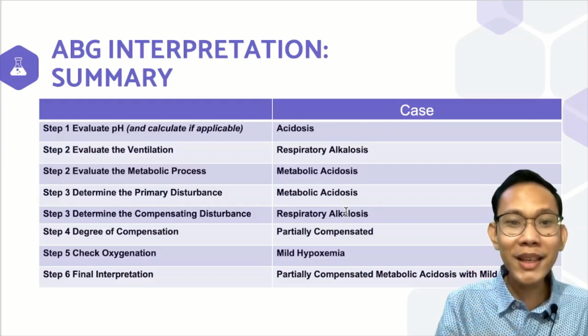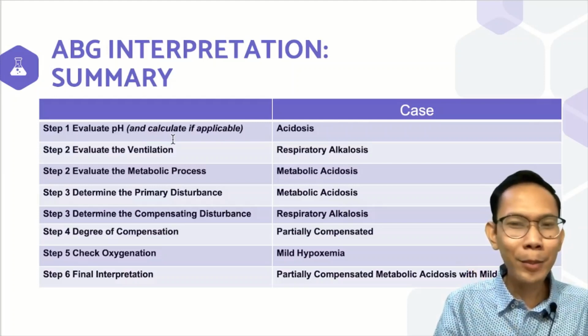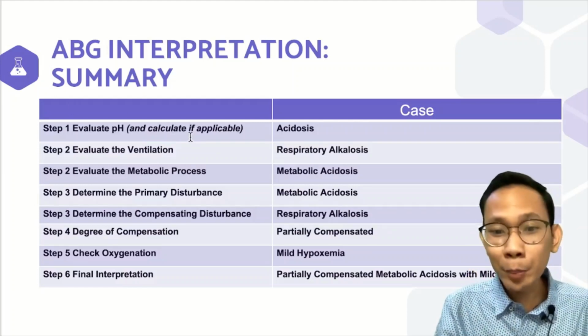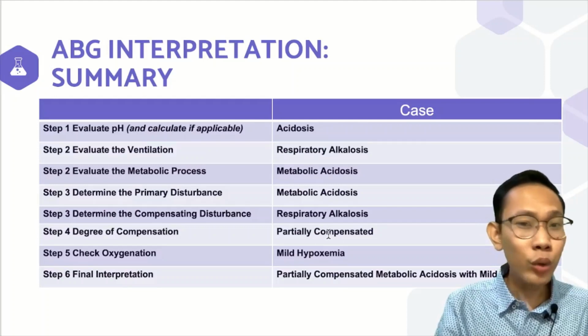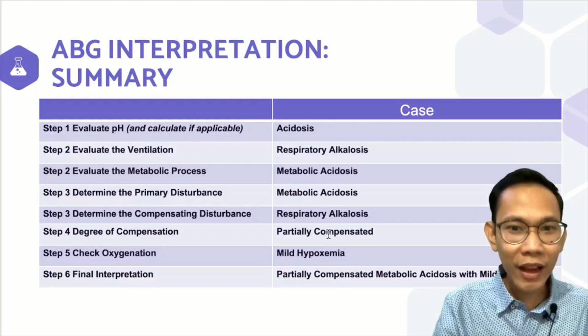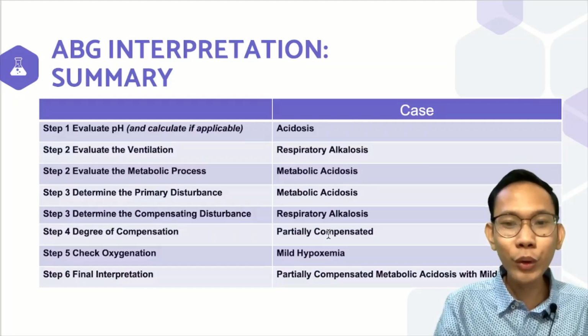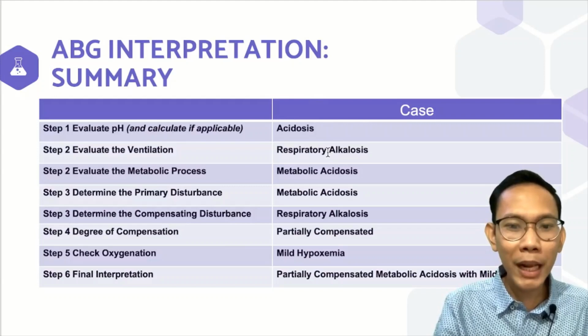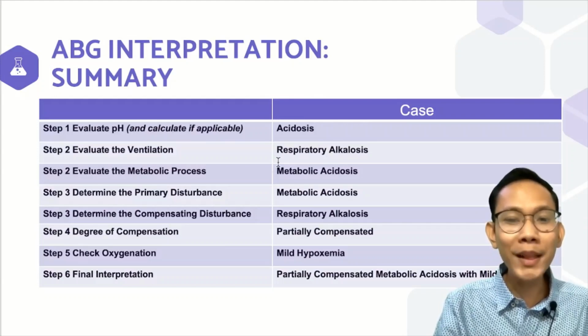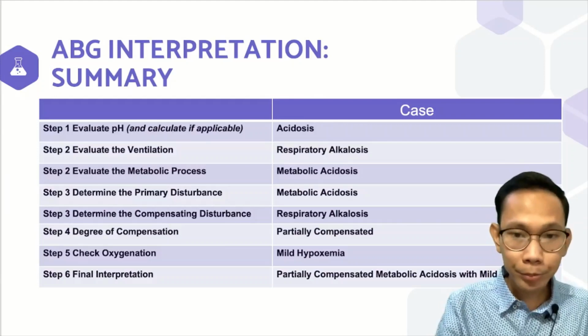But the problem is when the pH is normal. There are cases where the pH becomes normal when it is fully compensated. Now, that's the time that you really have to compute. Okay? The computation that I taught you. Because otherwise, it will be difficult for you to determine which one is the primary and which is the compensating disorder. Okay?